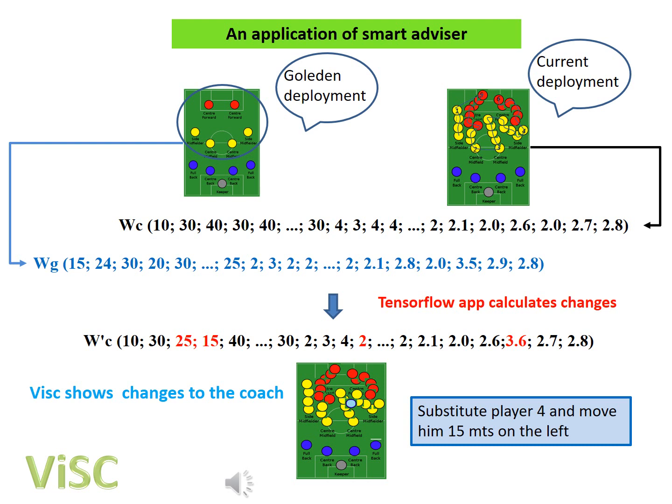Now you see how Smart Advisor works. First, the dynamic indicators of the attack sub-team are calculated both from the gold reference match and from the current match trajectories. Then the TensorFlow app is applied and the resulting change to minimize the cross entropy is underlined in red. Finally, Visc gives its advice to the coach using such result from the TensorFlow app.